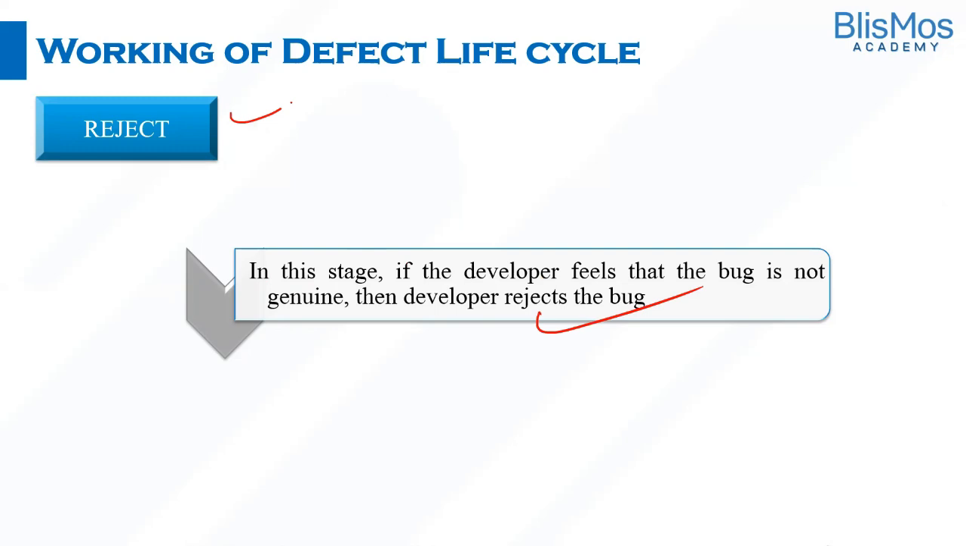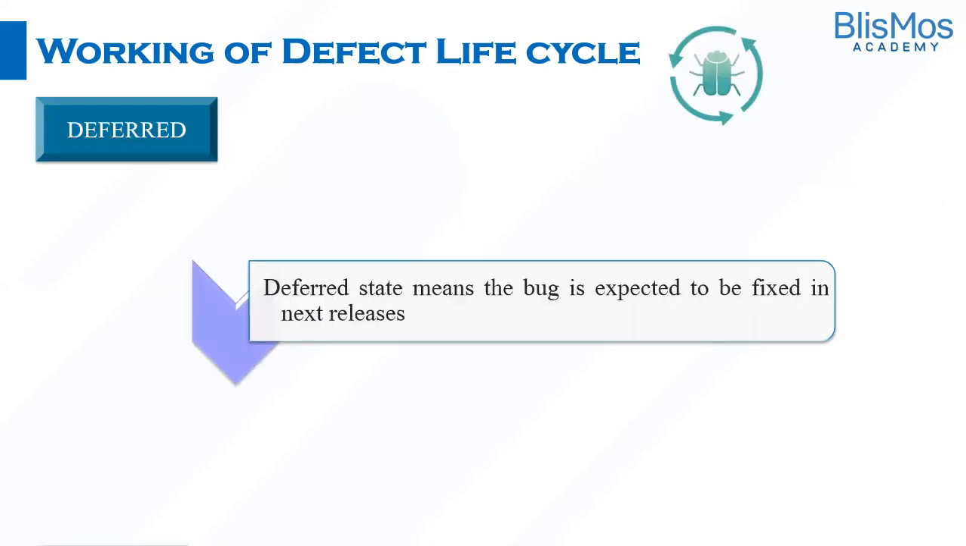In case the defect is valid, but it may not be required for the defect to be fixed as a part of this particular release, that is when the developer sets the state of the defect as deferred so that it can be taken up in any upcoming releases.